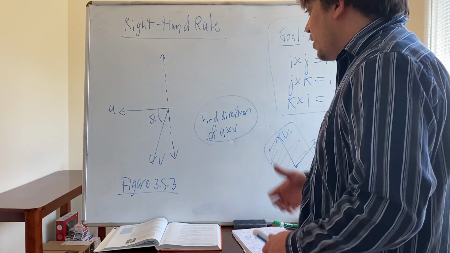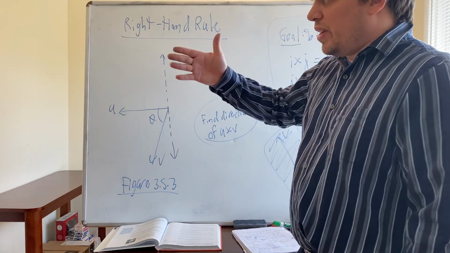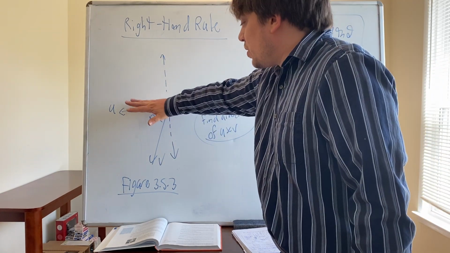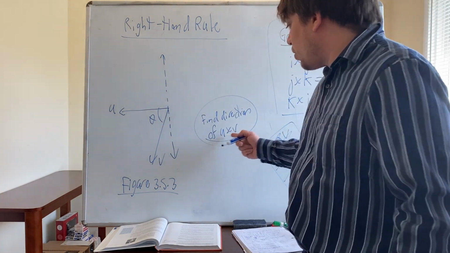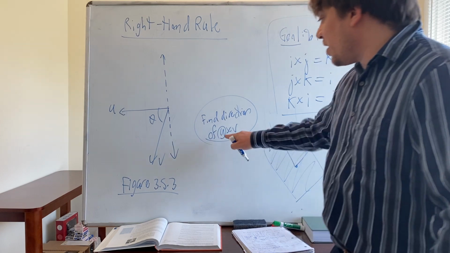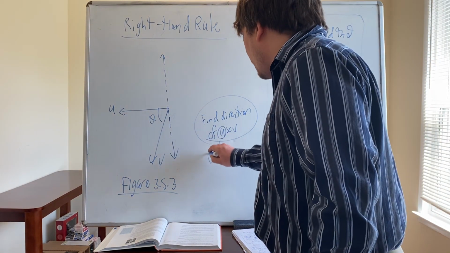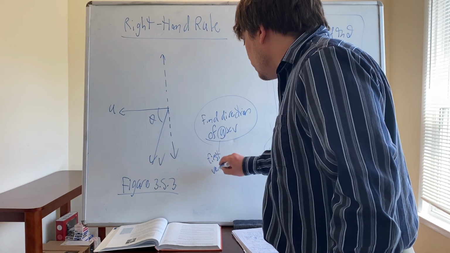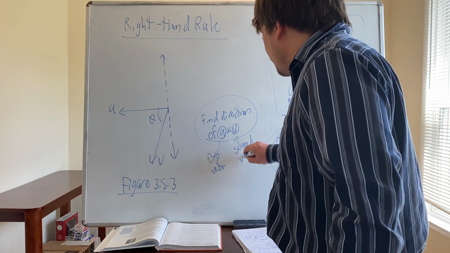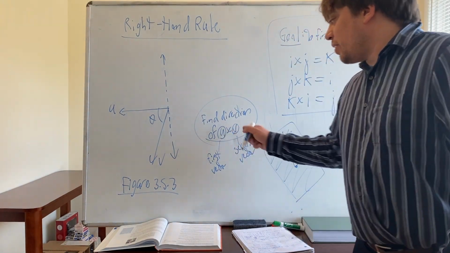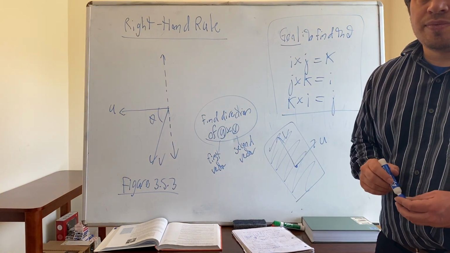Okay? So what the right-hand rule does is you take your right hand and you first point your four fingers in the direction of the first vector. By first vector, I mean if you're looking at the cross product of two vectors, the vector on the left side of the cross product. So for u cross v, u is the first vector, and v is the second vector. Okay? So right now, if I'm finding the direction of u cross v, here u is the first vector, v is the second vector.